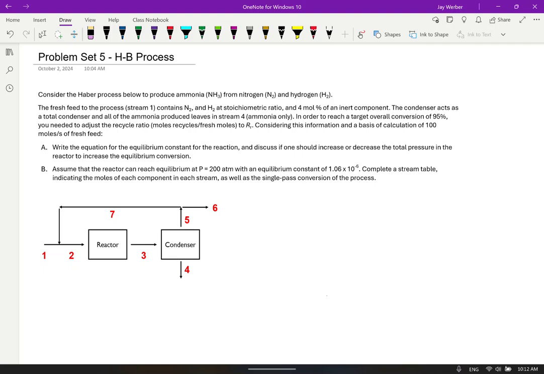Professor Jay Werber here from the University of Toronto. Going to discuss problem set 5, the Haber-Bosch process from CHE 208.